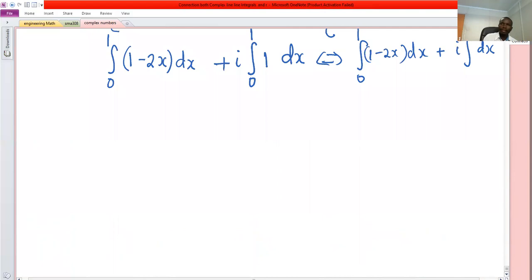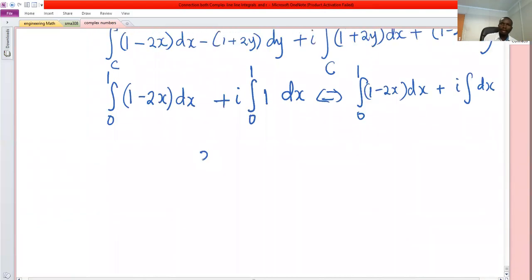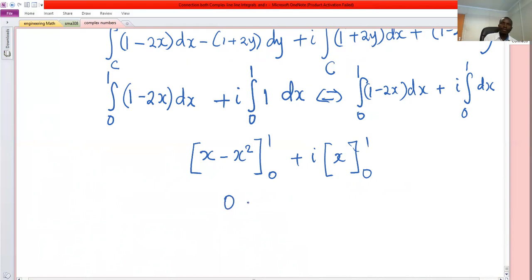So when you evaluate that, we'll have x minus x squared, and then limits from 1 to 0, plus i. So when you integrate this, you get x, with limits from 0 to 1. This would be 1 minus 1 squared, which is 0, and then this will just be plus i. So this is simply given by i.